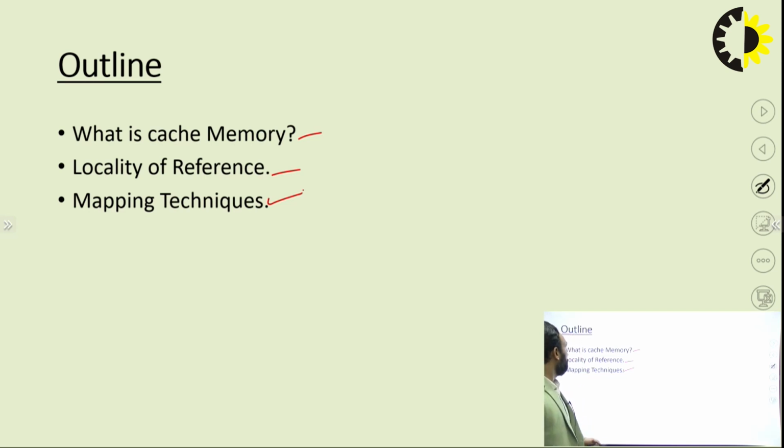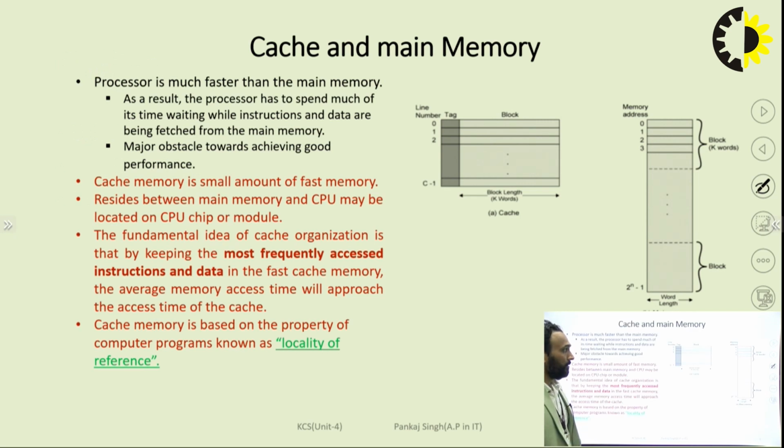So first we go to the definition of cache memory. Cache memory is the fastest memory. As we read in the definition, cache memory is a small amount of fast memory that resides between main memory and the CPU, located on a CPU chip or module. The fundamental idea of cache organization is to keep the most frequently accessed instructions and data in a fast cache memory. And the concept of cache memory is based on the property of computer programming known as locality of reference. What is it exactly?